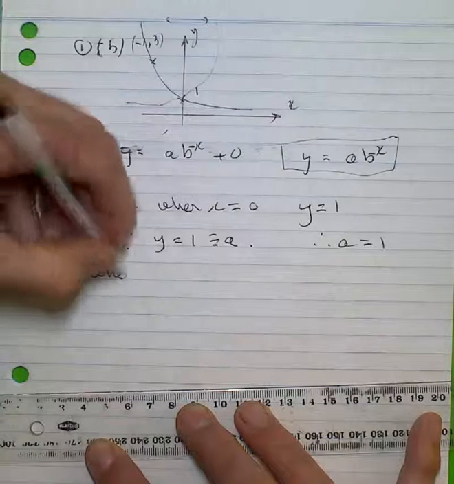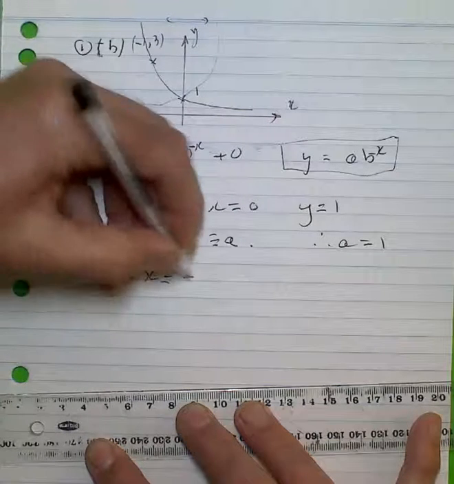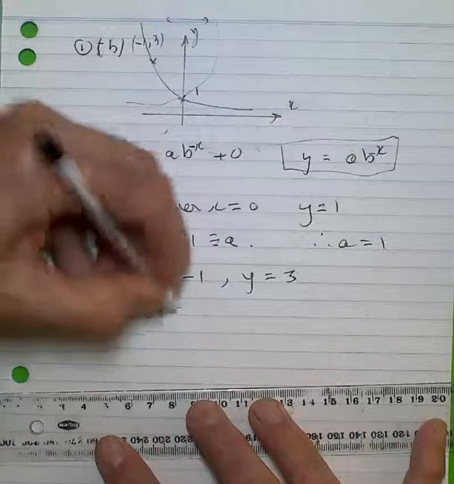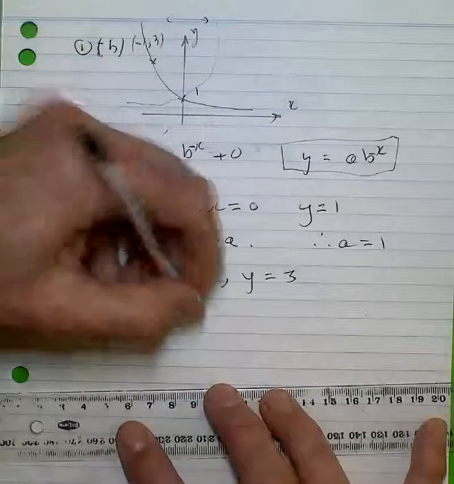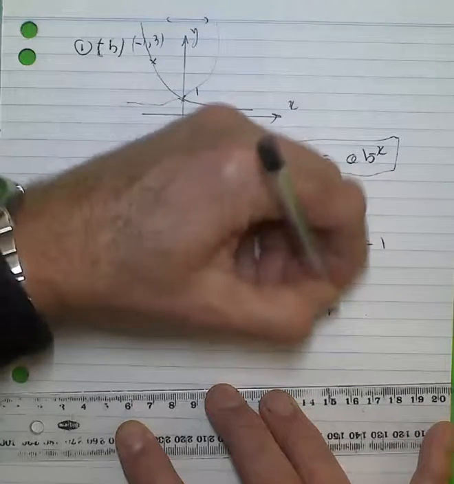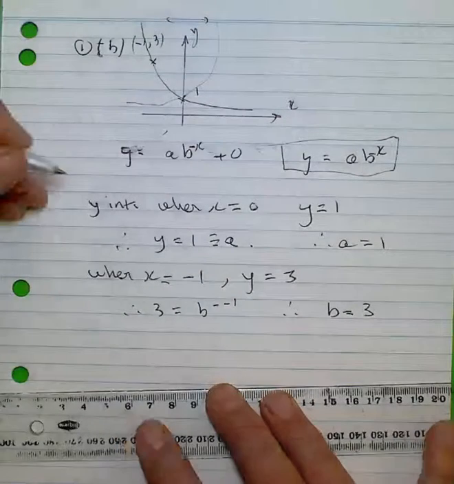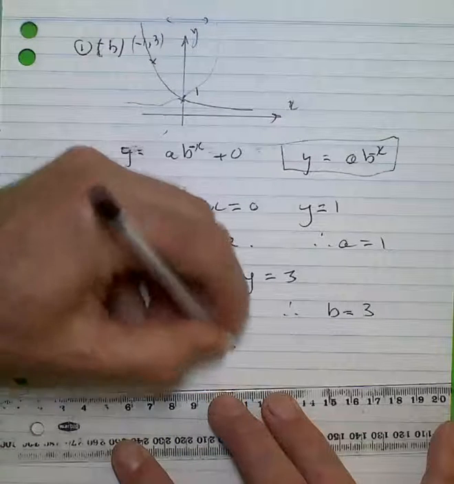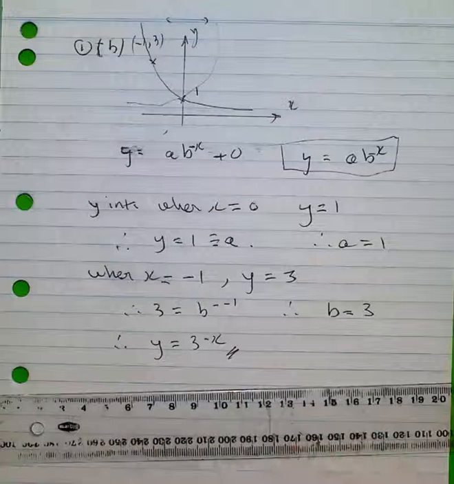When x is equal to negative 1, sorry, y is equal to 3. So in this case, 3 is equal to b to the negative 1. So therefore, b is equal to 3. So we therefore have the graph y is equal to 3 to the minus x.